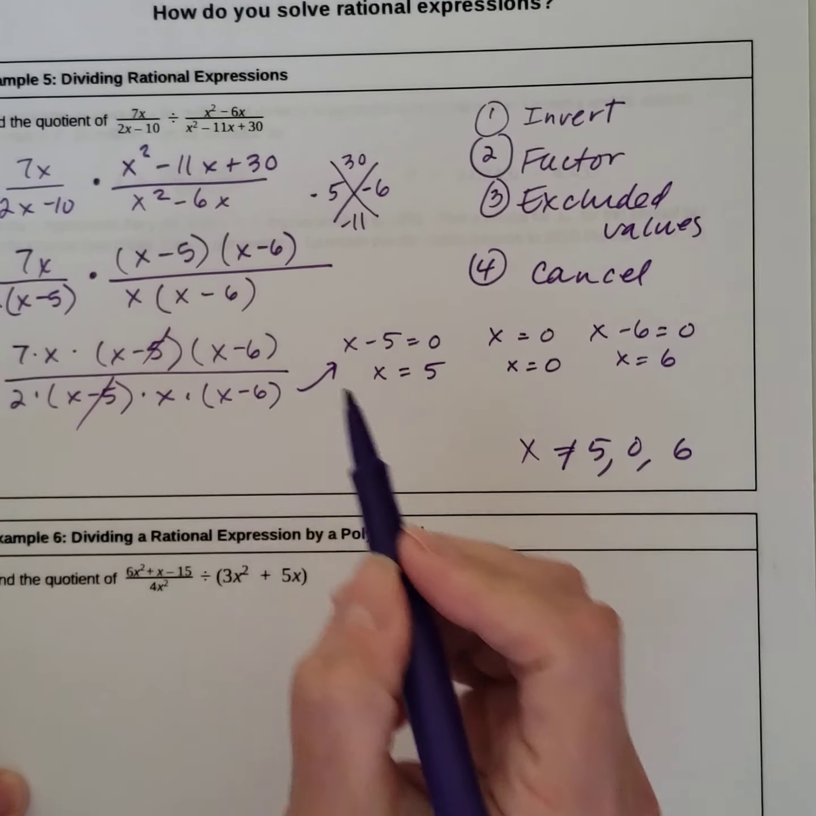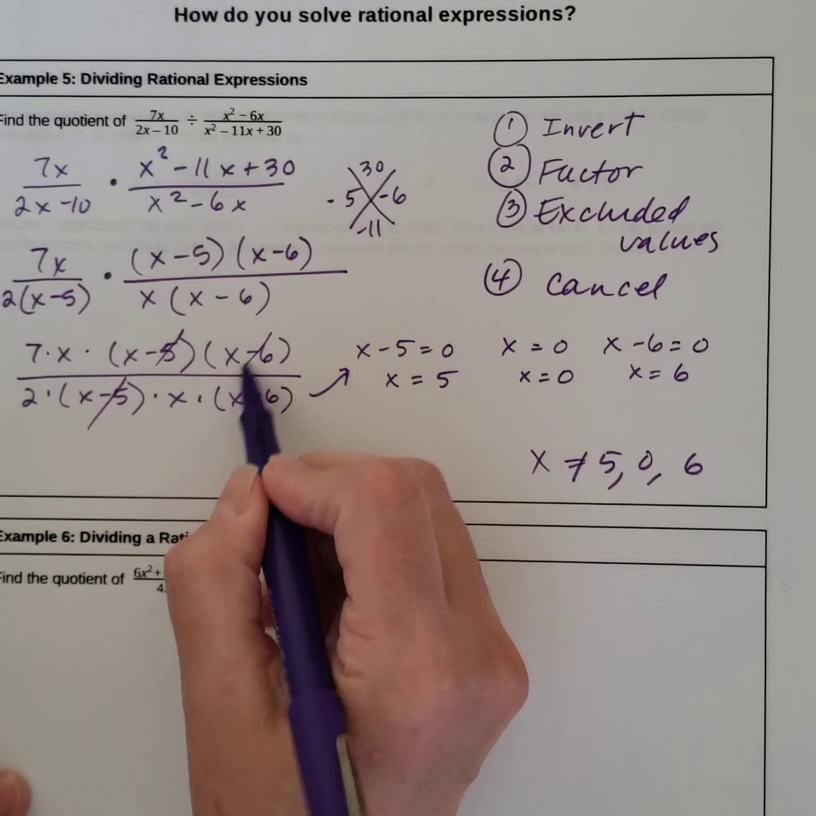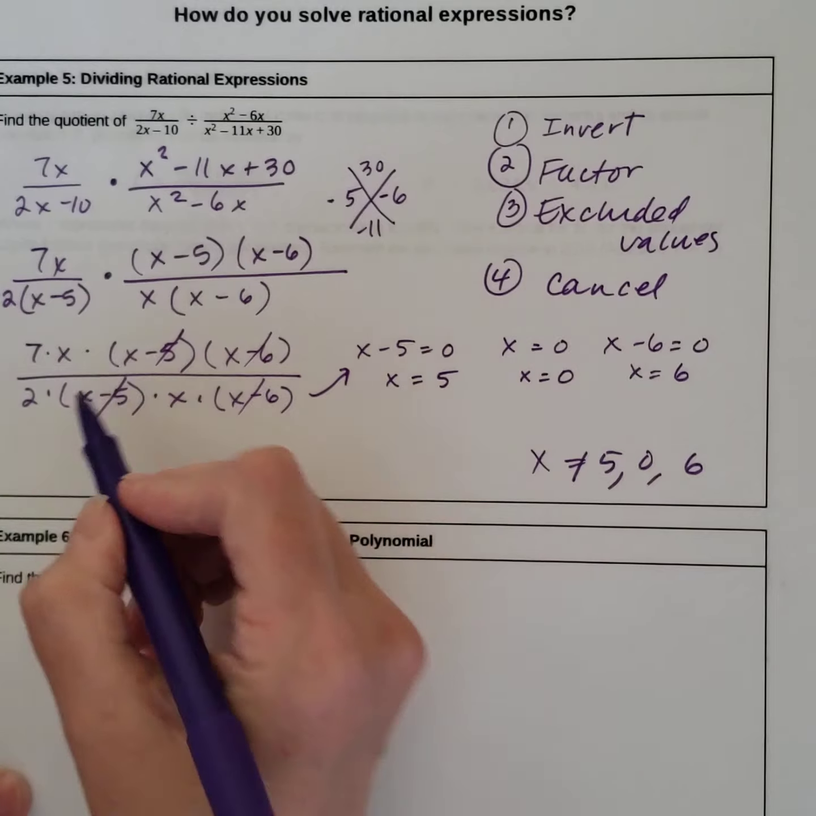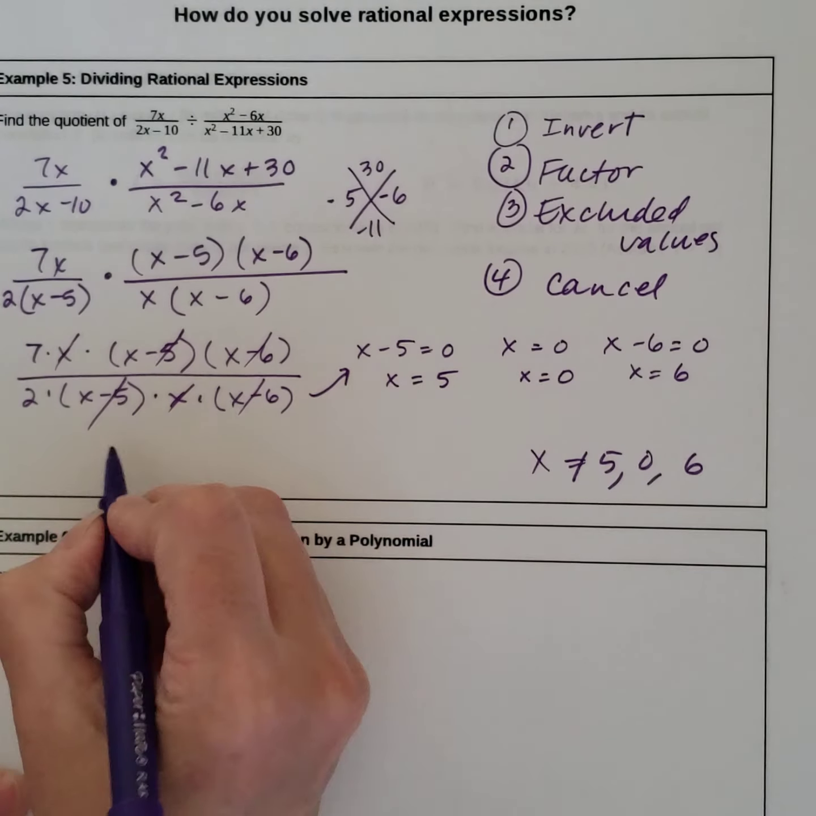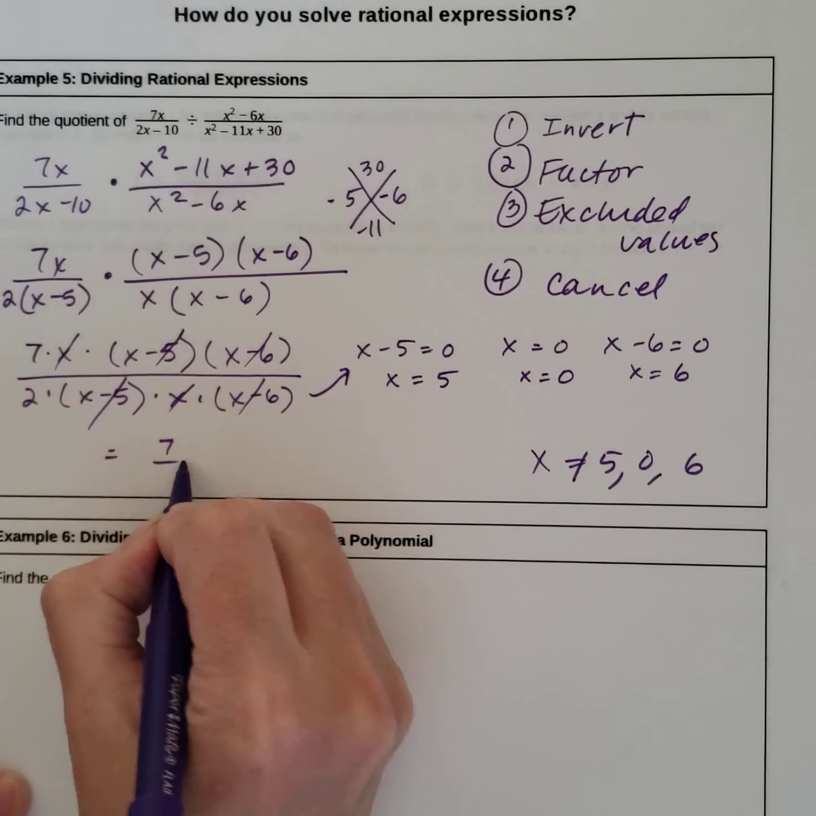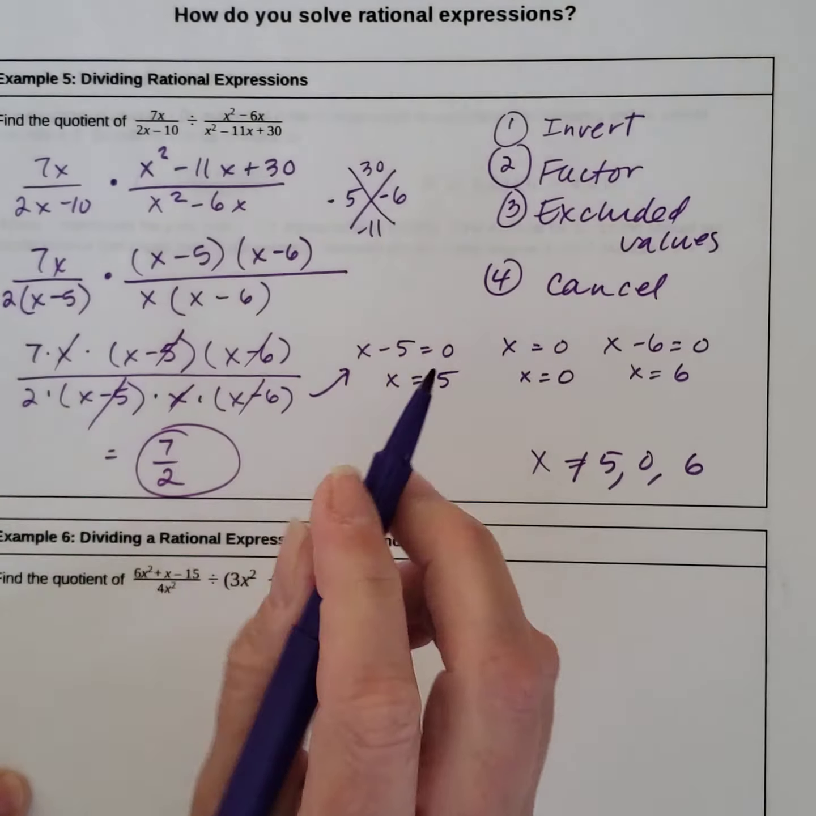So let's cancel. The x minus 5's cancel, x minus 6 cancels, and the x's cancel. So all we are left with is 7 over 2, and this is our final answer.